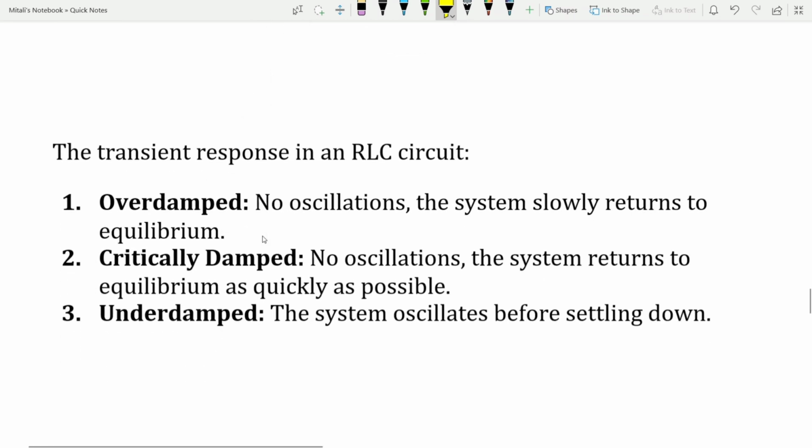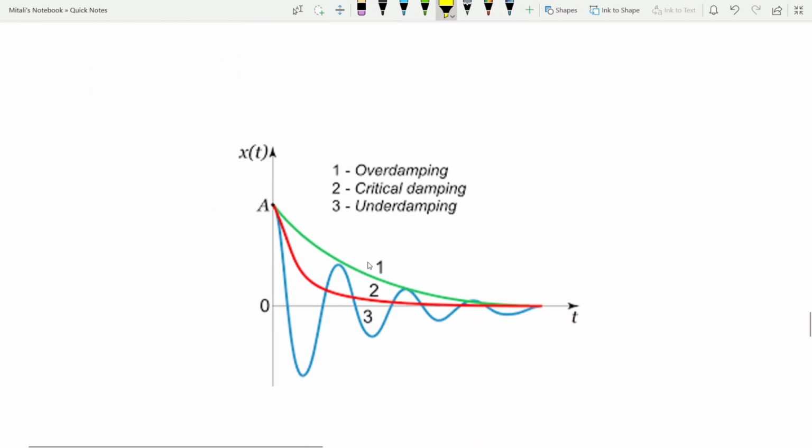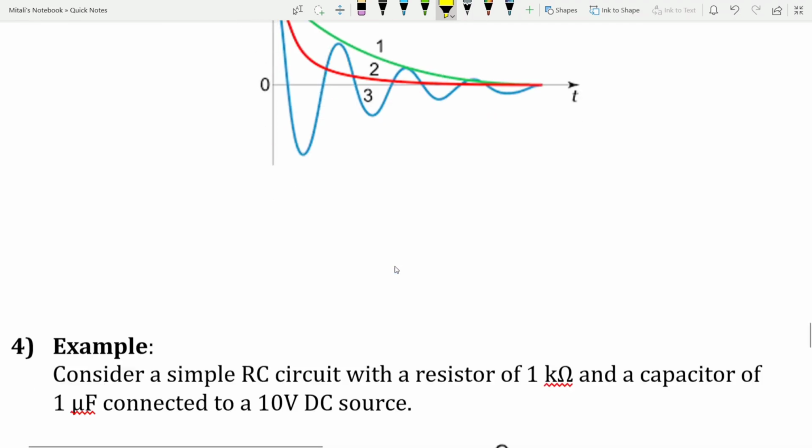There are three possible scenarios for the transient response in an RLC circuit. First is overdamped: no oscillation, the system slowly returns to equilibrium. Second is critically damped: no oscillation, the system returns to equilibrium as quickly as possible. Number 3 is underdamped: the system oscillates before settling down. Let's briefly look at each case. We can see the diagram of overdamped, critically damped and underdamped responses.